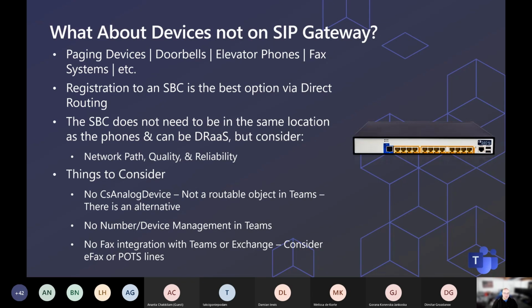But there's different things depending on your scenario. For really unsupported devices, your best path is going to be either connecting them to direct routing or getting an SBC, having them registered to that, and then doing some type of on-prem local SIP trunk with a limited dial scope into those devices.